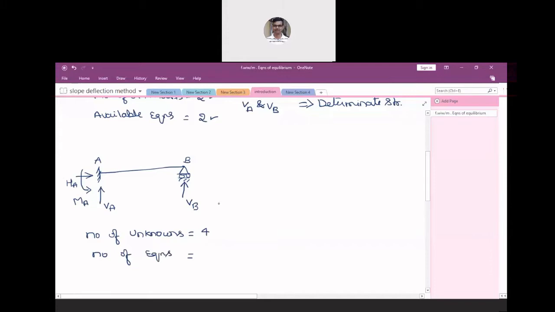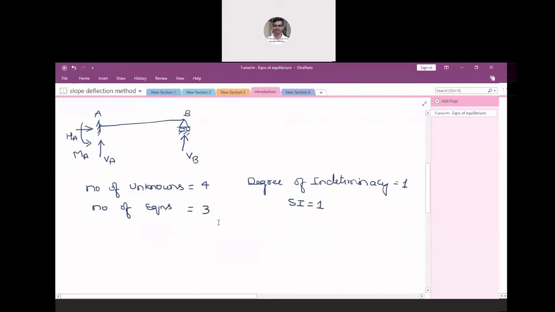And the available equations of equilibrium: we can apply all the three equations of equilibrium, that is summation of vertical force equal to 0, summation of horizontal force equal to 0, and summation of moment about any joint equal to 0. So we have three equations of equilibrium. So now I can say the degree of indeterminacy for this is equal to 1. I can even say the static degree of indeterminacy is equal to 1.